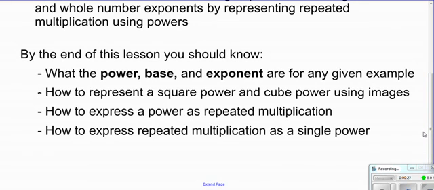And given any example, you should be able to recognize those three different components. We're also going to look at different diagrams that represent square powers and cube powers. And we're going to represent powers as repeated multiplication, or we're going to use repeated multiplication and then represent it as a single power. So those are the 3 or 4 main things that we're going to be investigating today.